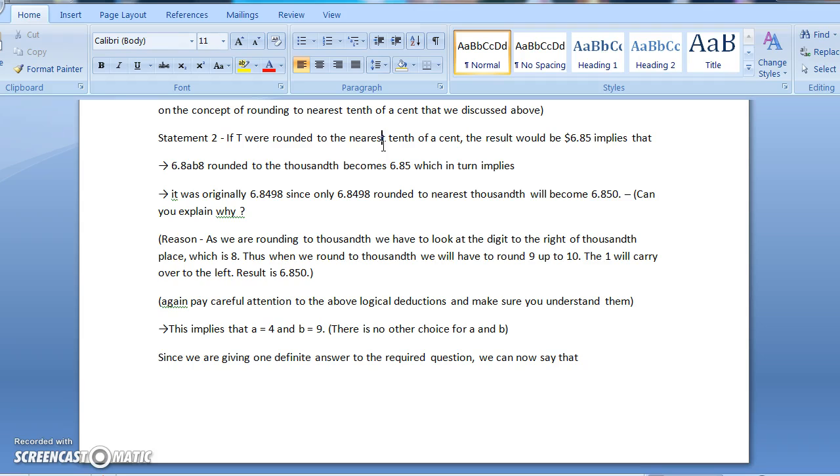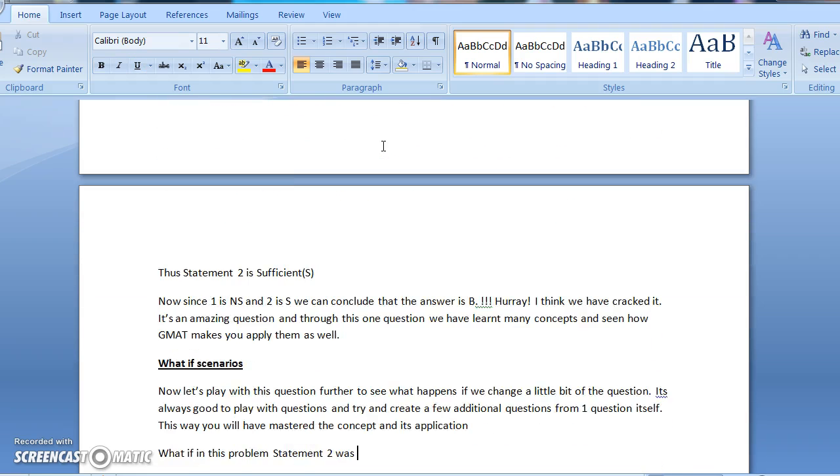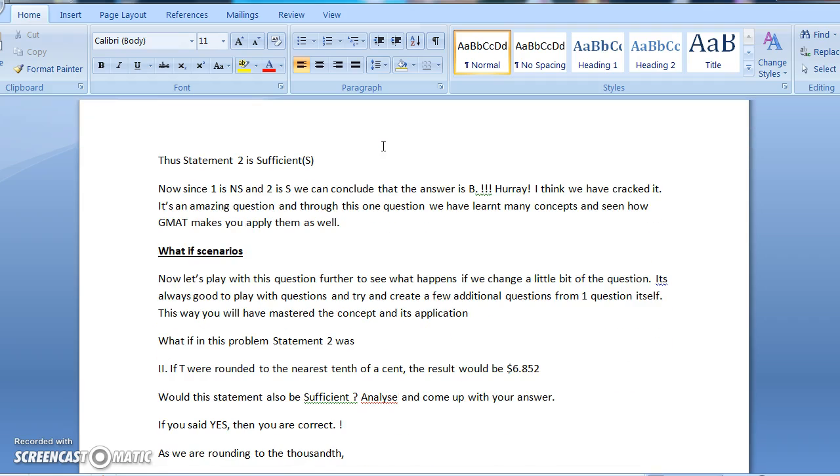Is there any other option? A can only be 4 or 5, right? Now, if A has to be 4, then B has to be 9, and there is no other option for A and B. Thus, it implies that A is 4 and B is 9. Since we are giving one definite answer to the required question, we can thus say that statement 2 is sufficient, or short form S. Now, since 1 is not sufficient and 2 is sufficient, we can conclude that the answer is B. Great, we have cracked it.